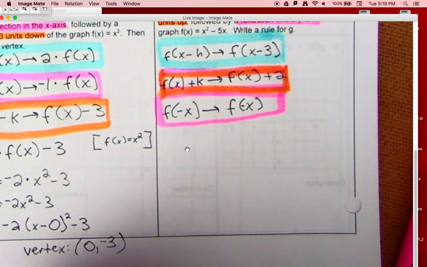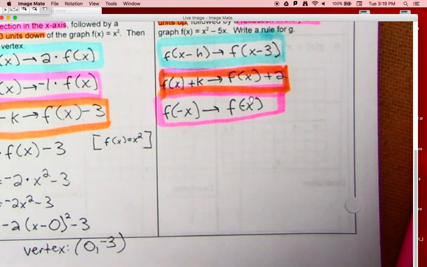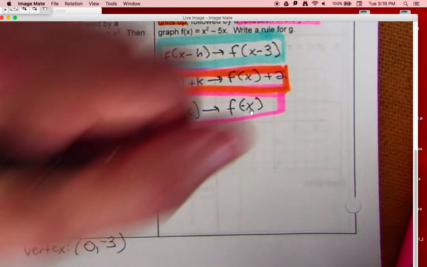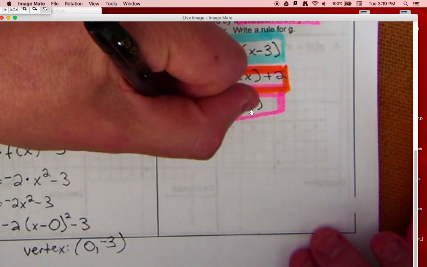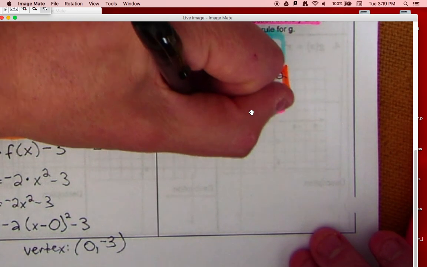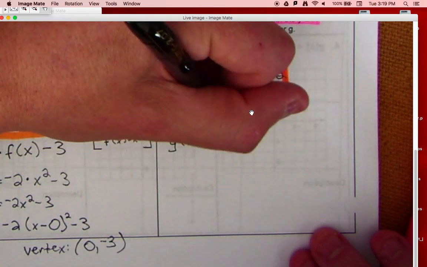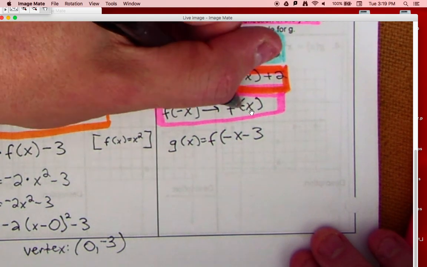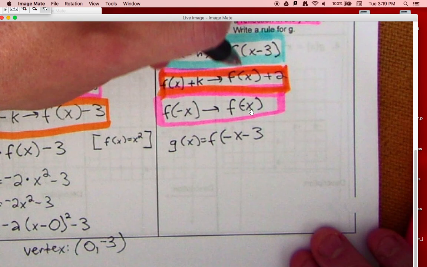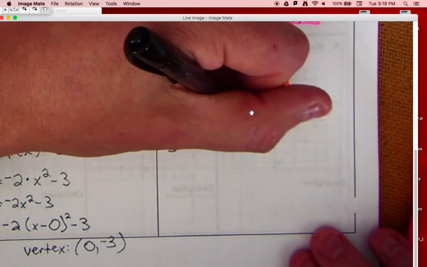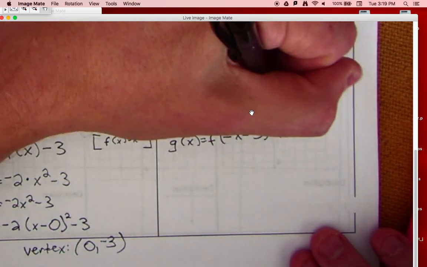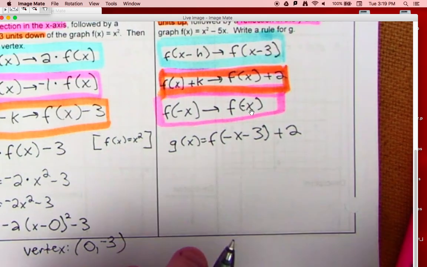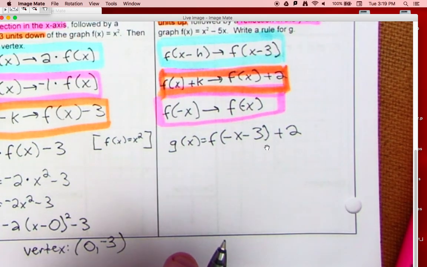Okay, so now let's combine all of those things. So what do we got? Notice how we've got x minus 3 on the inside, and we've got a negative x on the inside also. We can combine those. So g of x is going to be negative x minus 3, like that. We can make the x negative, and then we also have the subtraction of 3. And then see this plus 2? This goes outside here. And so this is our total transformation.